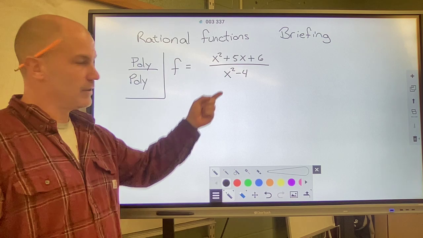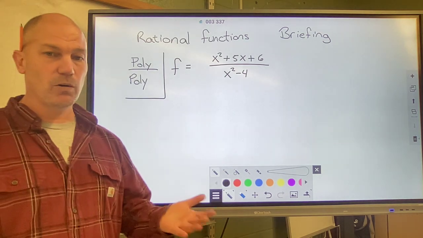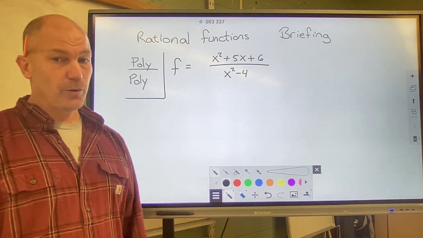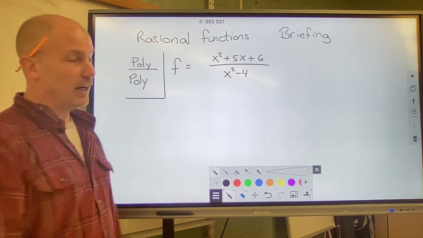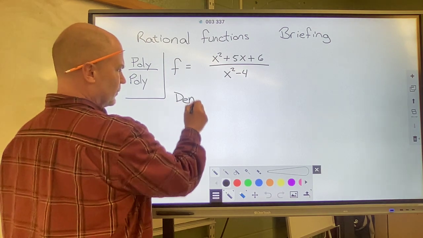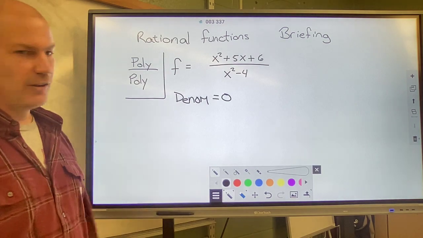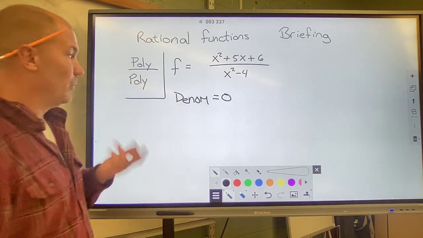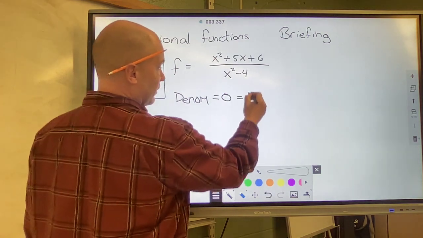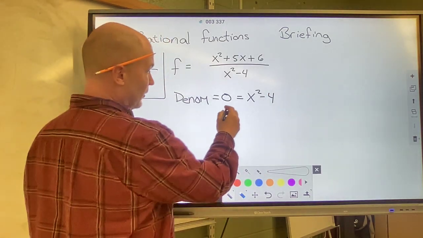However, now that we're dividing, we've got to be careful of a few things. And when you think about dividing, the big worry that we should always have is dividing by zero. Like, that is bad news. So we are going to find when the denominator is zero. This is bad news. We can't evaluate this function where the denominator is zero. So what we need to do is just take the denominator and set it equal to zero. We do that, and we can solve this pretty quickly.